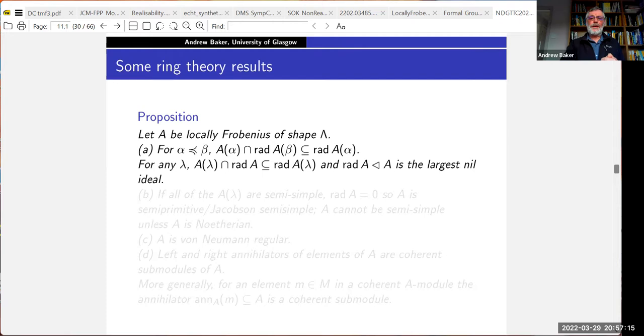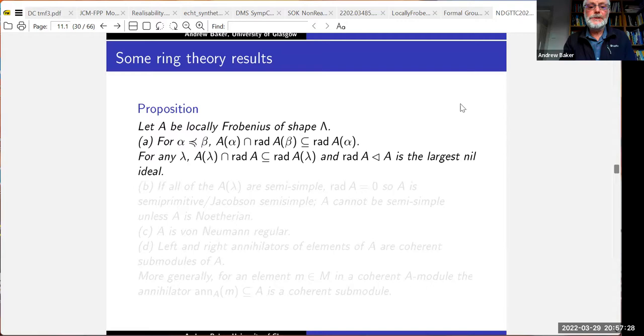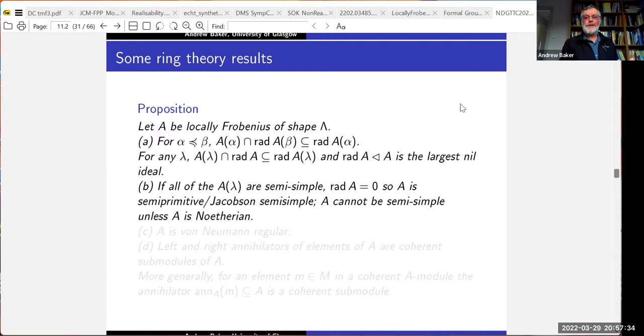And that allows you to deduce something about the radical. It's actually the largest nil ideal in A. In the case where all the A of lambdas happen to be semi-simple, that implies the radical of A is zero. Of course, because it's not Noetherian, we're not quite getting a semi-simple algebra here. We're getting something called semi-primitive, or Lamb calls it Jacobson semi-simple.